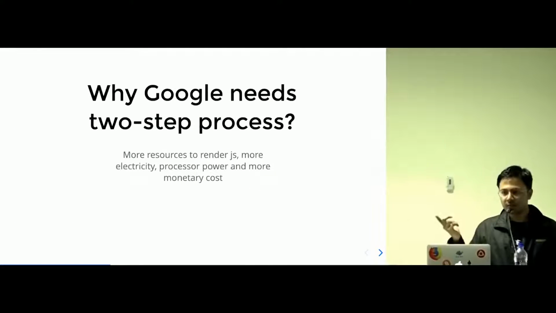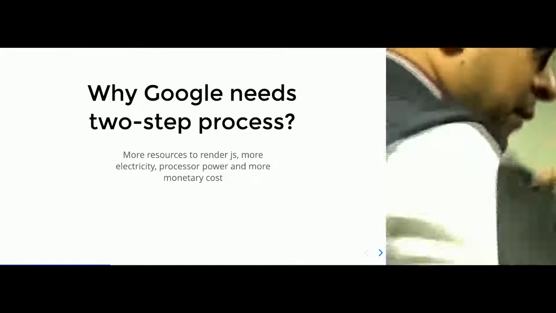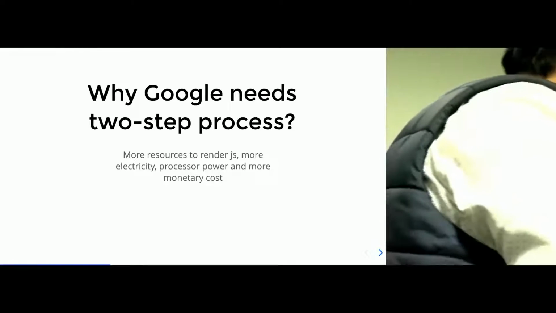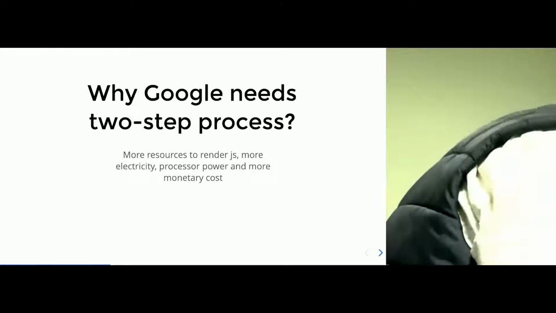So why does Google need a two-step process? Because more rendering resources mean more monetary cost, more electricity, more processing power, more cost, right? So Google now is leaning towards SSR, and leaving CSR behind.